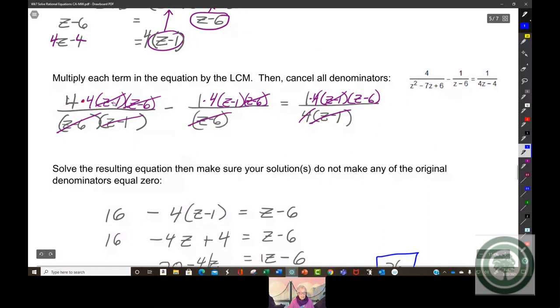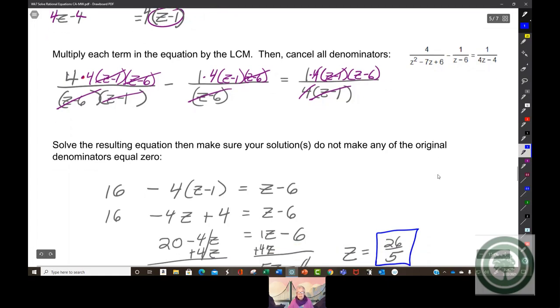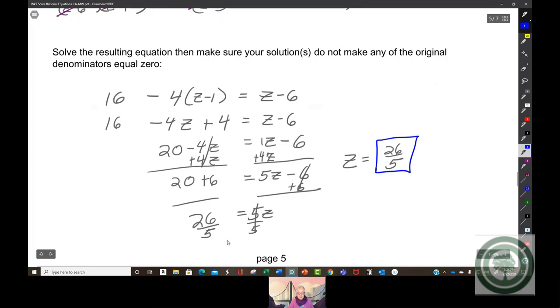All right, then you multiply every term by the LCM, and what that consists of is multiplying on the numerator when you've got all fractions. And then you cancel out your denominators, which is the whole job of the LCM. It's to cancel out denominators, get rid of them, so you don't have to deal with them. So you have a much easier time solving the equation. Same exact steps over and over and over again.